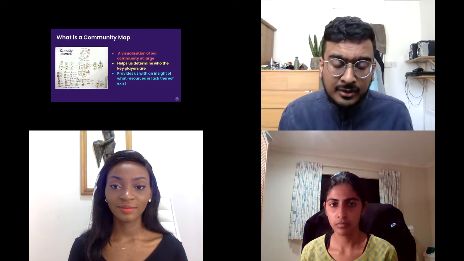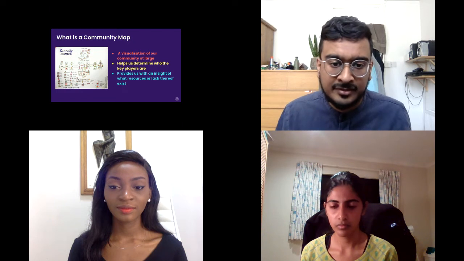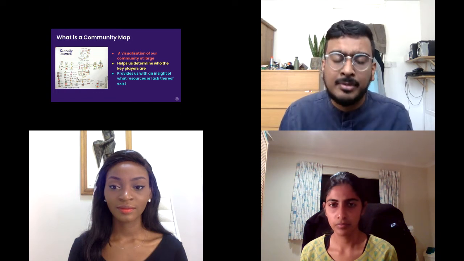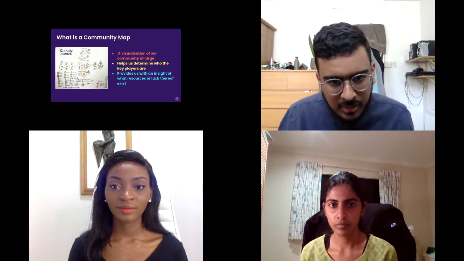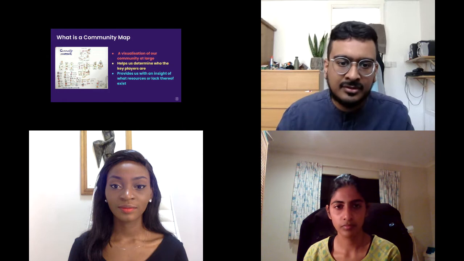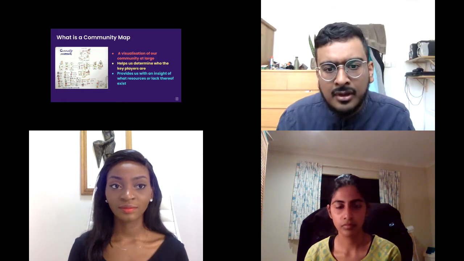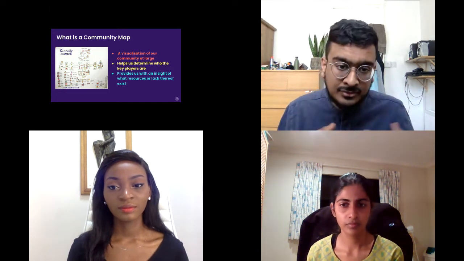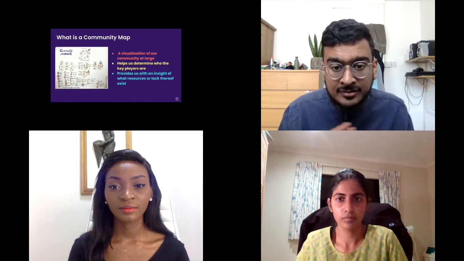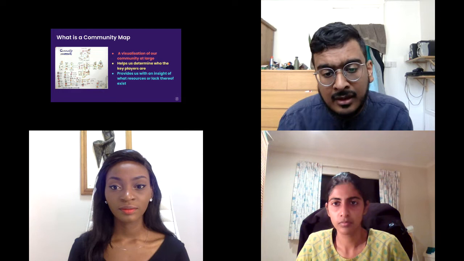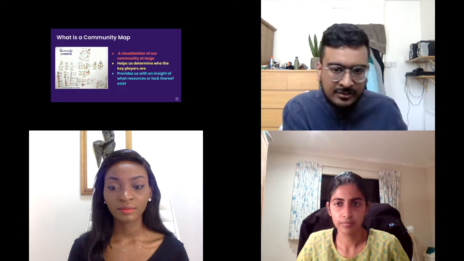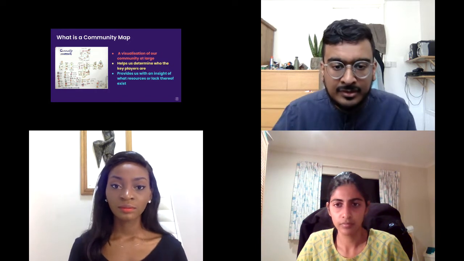The other key thing about a community map is it helps us to determine who the key players are in our communities. So when you're creating your community map, you're thinking about who the decision makers are, who has power, who the helpers are, essentially the people who are connected to other people who can shape and move and shift the issue that you're trying to address. It also provides us an insight into issues, helps us figure out, oh, this issue exists in our community. And the final thing that a community map does is it provides us with an insight of what resources we have at hand in the community, or the lack thereof.